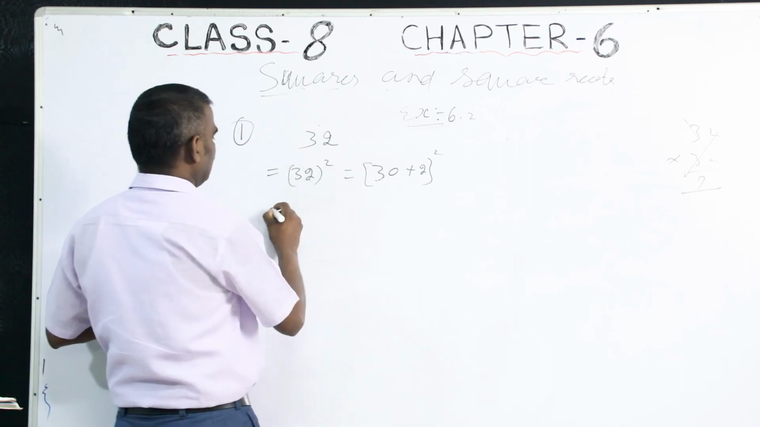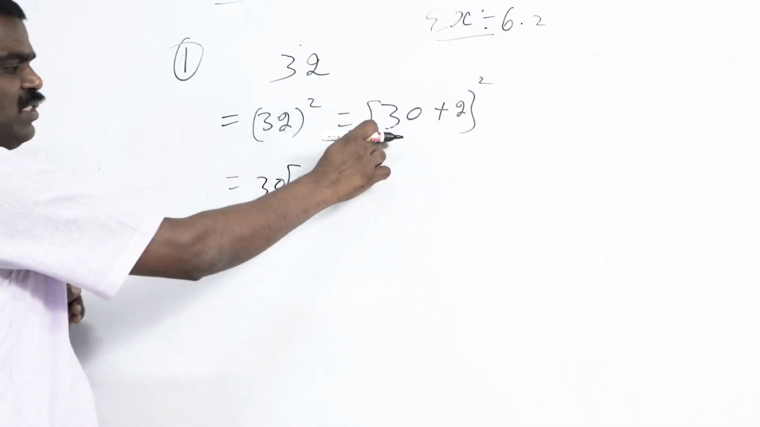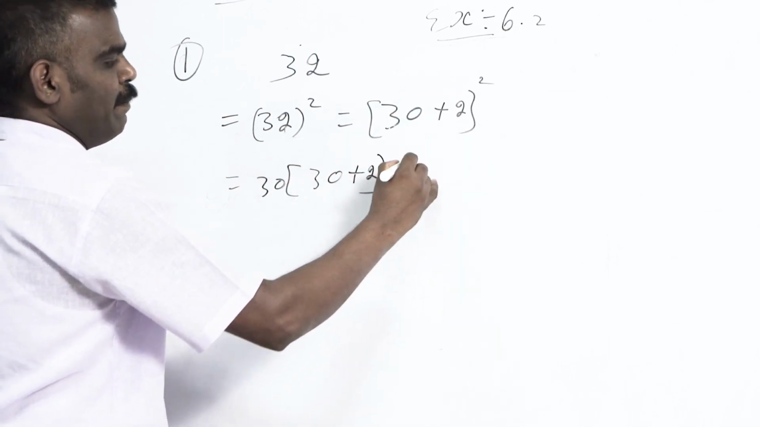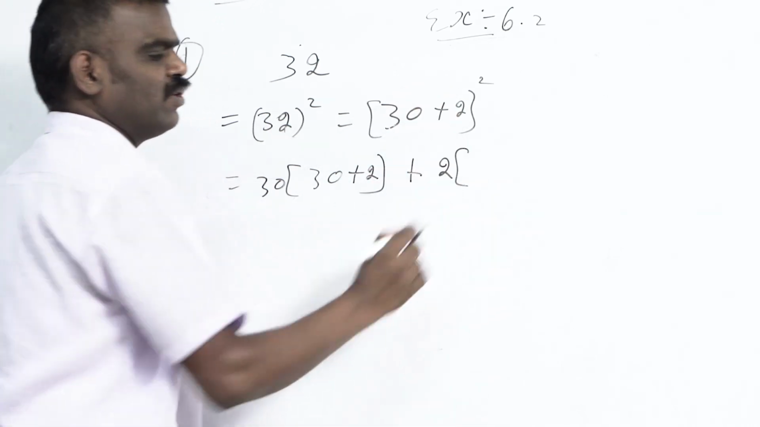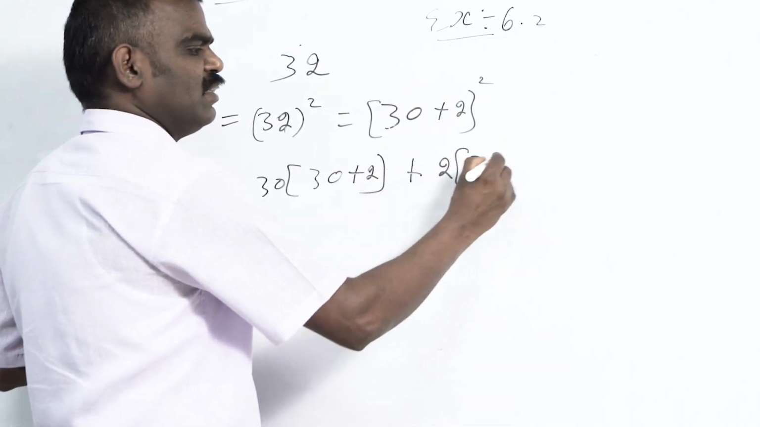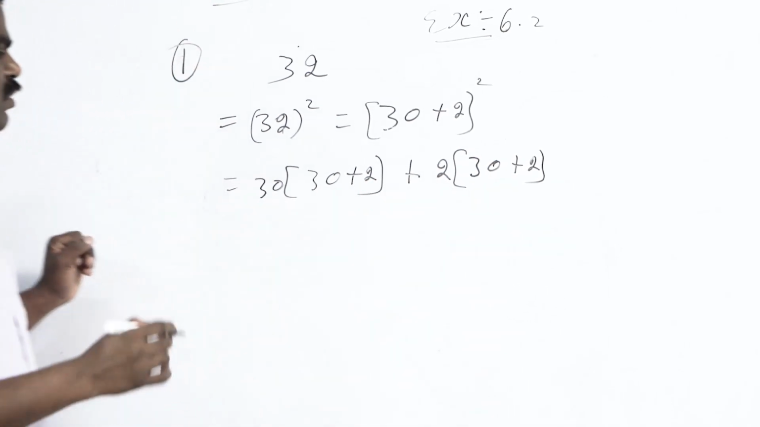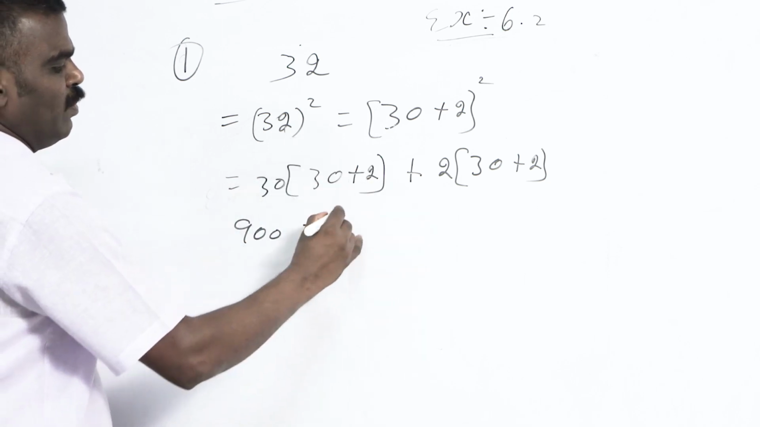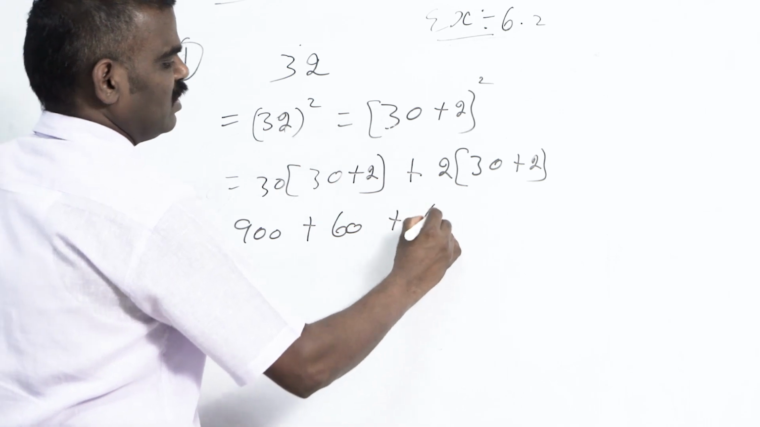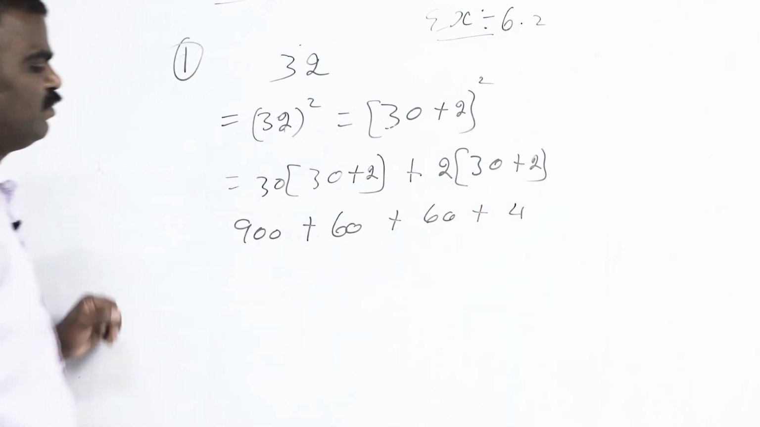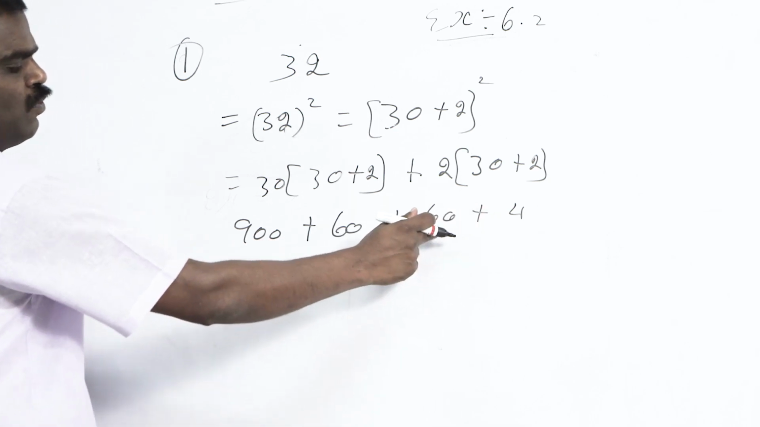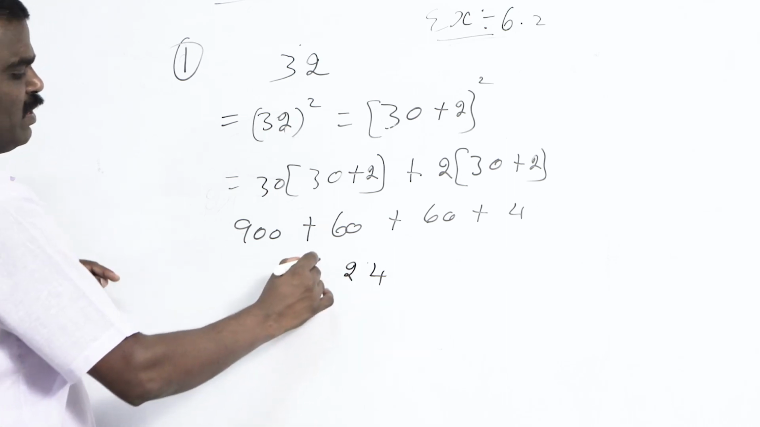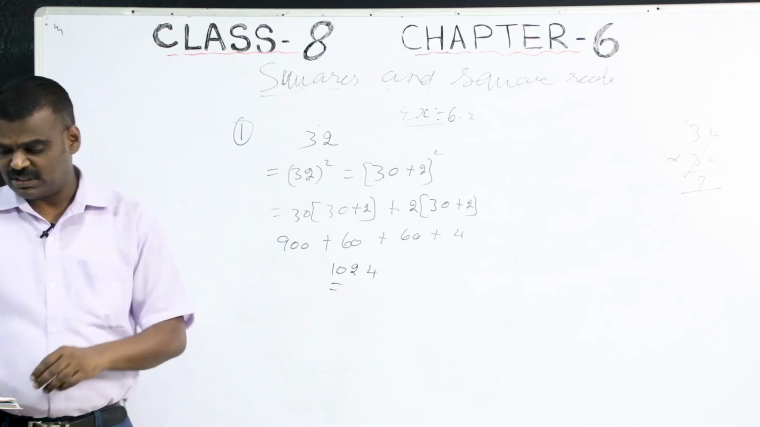Yes or no? Now, it can be written as the first number, 30, into the bracket 30 plus 2, plus the second number, 2, into the bracket 30 plus 2. Understood? 30 into 30: 3 threes are 9, then 2 zeros. 30 into 2 is 60. 2 into 30 is 60. 2 twos are 4. Add: 4 plus 0 is 4. 6 plus 6 is 12, 1 remainder, 1 plus 9 is 10. So this is the number, 1024.